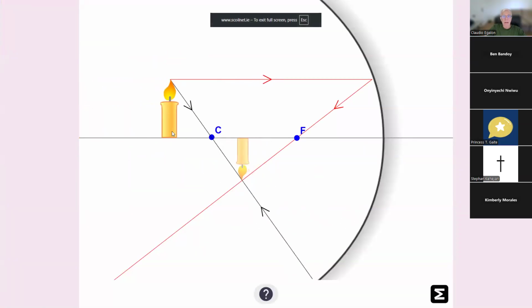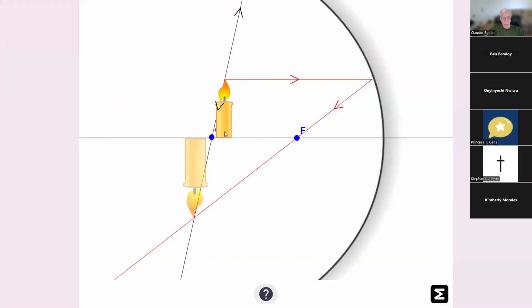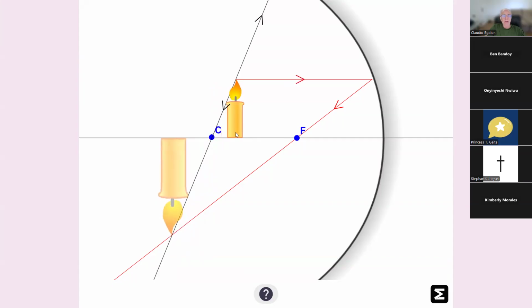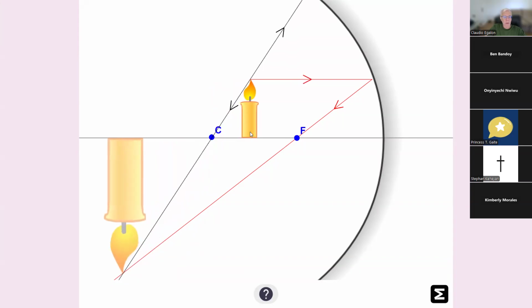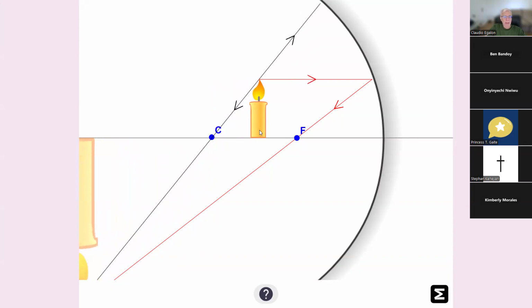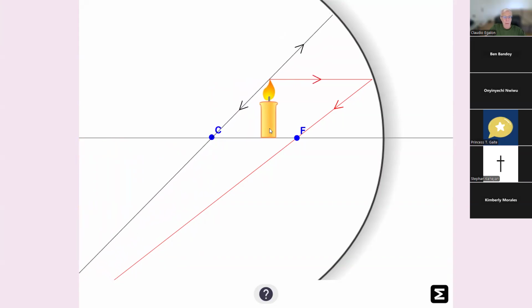No, it doesn't look better. Now, when we get right here at the center of curvature, the image sits also at the center of curvature. It has the same size. As we move towards the focal point, between the center of curvature and the focal point, the image is formed further and further away and becomes larger and larger, right? As we approach the focal point, the image is formed at an infinitely distant point.